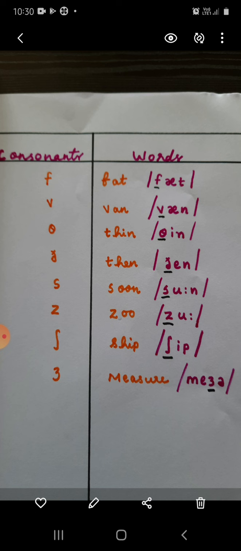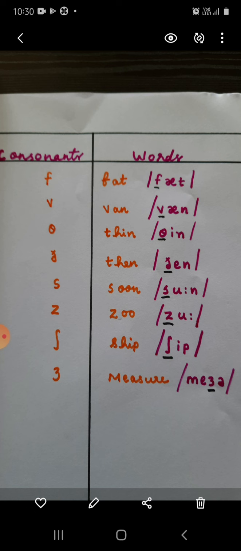For example, fight, F-I-G-H-T, fight. Then fan, F-A-N, fan. Then enough, E-N-O-U-G-H. There you can see a slight change in the spelling: G-H is given as f sound. Clear? Again I am saying English is not a phonetic language because there is no one-to-one correspondence between the sound and the pronunciation. Clear? So English is an unphonetic language.